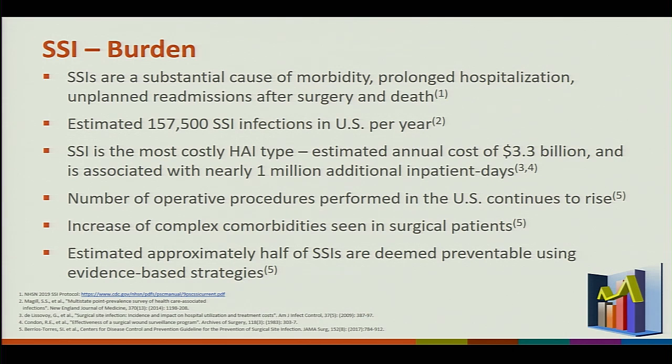Okay. So what is the burden of SSI and why do we perform SSI surveillance? Why is it so important? We know that SSIs are a substantial cause of morbidity, prolonged hospitalization, unplanned readmissions after surgery, and death. It is estimated that 157,500 SSI infections occur in the United States every year. SSI is the most costly HAI type with an estimated annual cost of $3.3 billion and is associated with nearly 1 million additional inpatient days.